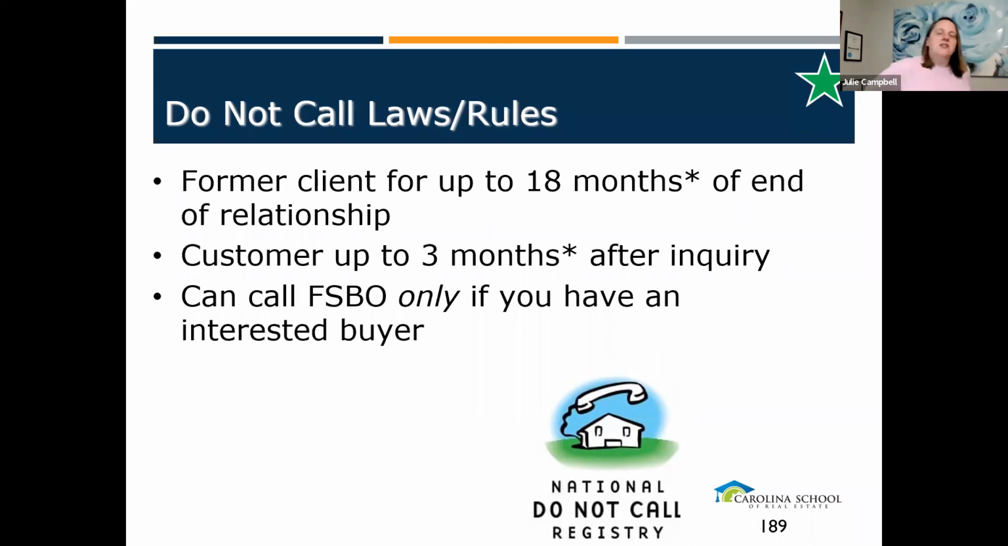The other exception is if a for sale by owner, FSBO, is on the do not call registry. We can call that for sale by owner only if we have a legitimately interested buyer. We cannot call that for sale by owner to solicit their listing. So if you have a buyer who is interested, we can call the FSBO even if they're on the do not call list.